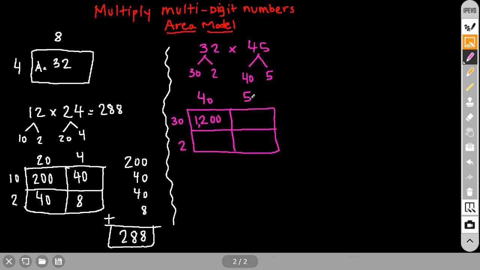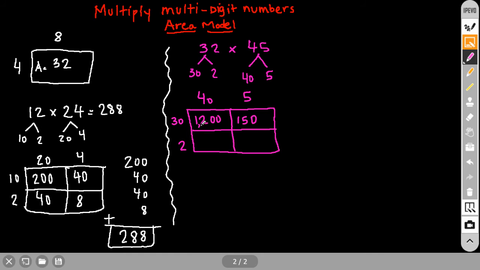We do the same thing. 30, we have to multiply by 5. Do the 5 and the 3. 3 times 5, or 5 times 3 equals 15. There's no 0 here, but there's 1 here that I need to add to my answer. So it's 150. Now we go do the bottom.